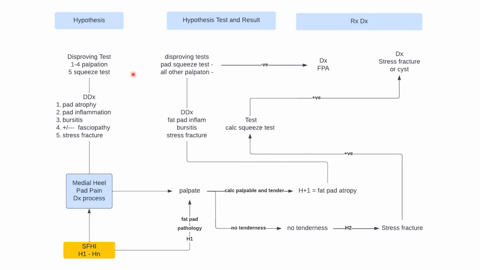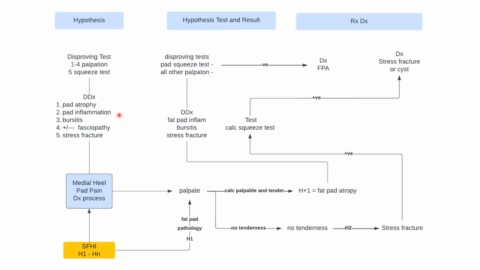So if we look at each one of these in turn, 1 through 5, we can do a disproving test. 1 through 4 are all proven or disproven by palpation. We can go into the area, palpate through it, and do layer palpation. So we can see if we can palpate the fat pad for atrophy, see if we can palpate the calcaneum and feel that, so it's tender, and it is what the patient complains of.